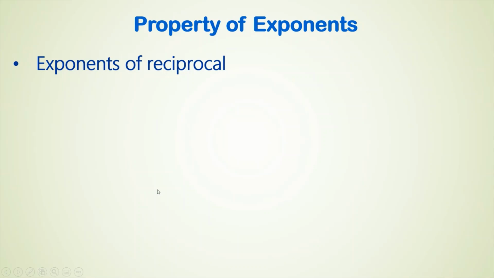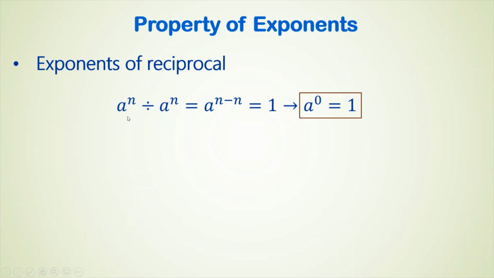In this next property, we're going to look at exponents applied to a reciprocal and negative exponents. So in this expression, we have a to the power of n divided by a to the power of n. So we have a number divided by the number itself, so we know that's always equal to 1. Keep that in mind.